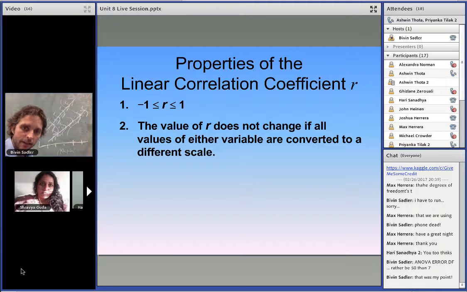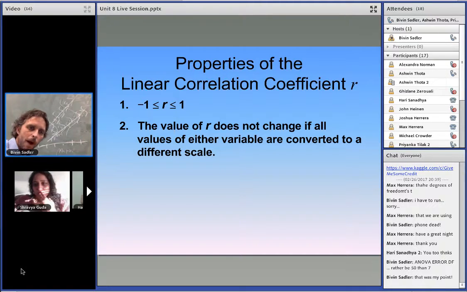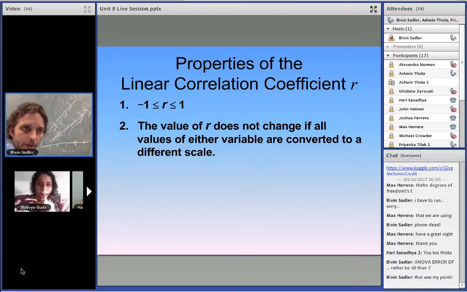So awesome. Some properties that we might want to remember, this could be multiple choice questions on the final. R is, of course, between -1 and 1. The value of R does not change if all values of either variable are converted to a different scale. Scale here meaning a linear scale. If feet are changed to inches, if hours are changed to minutes, the relationship between X and Y won't change.